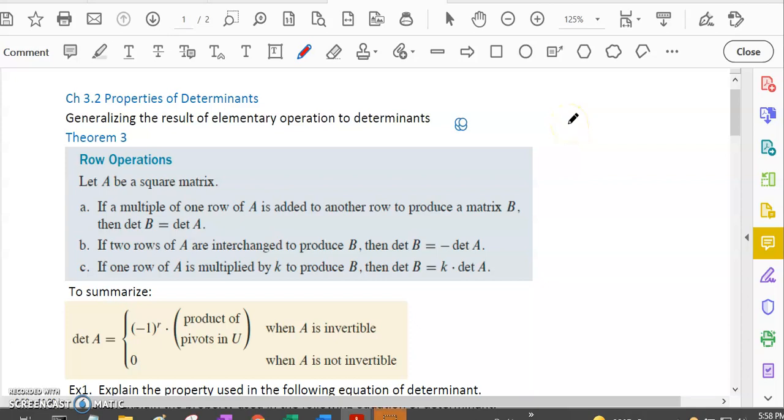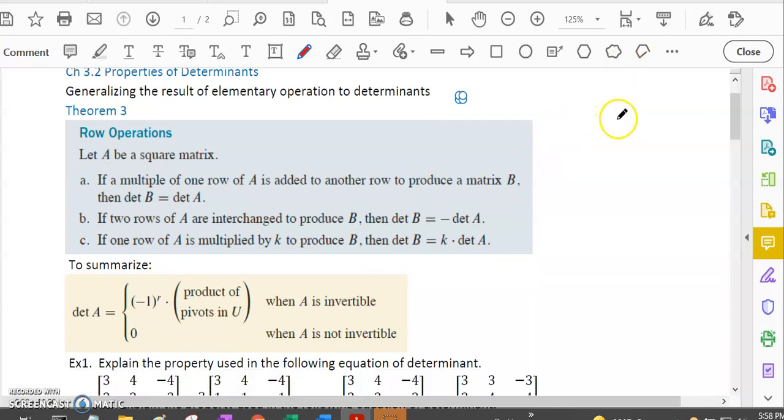Hello, linear algebra student. This video is for chapter 3.2, properties of determinant. So in 3.1, we noticed some properties of determinant and we kind of just saw them from examples. In 3.2, we're going to write the theorems out, try to explain and prove them. The full proof will be in the book.